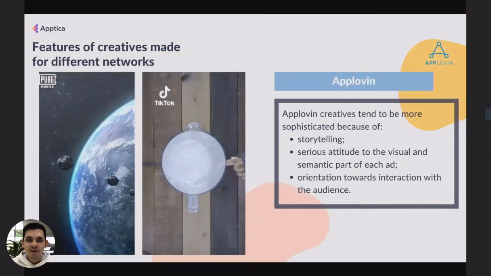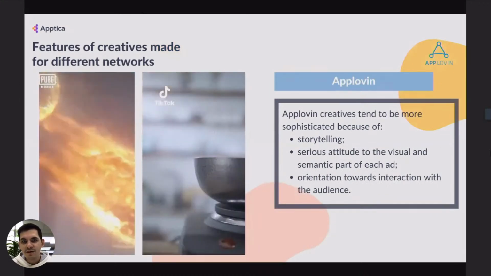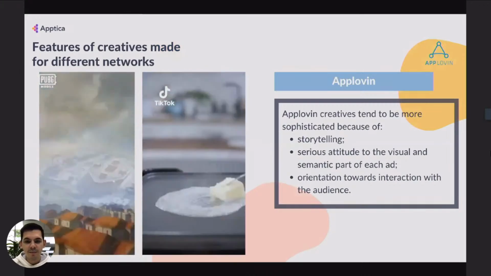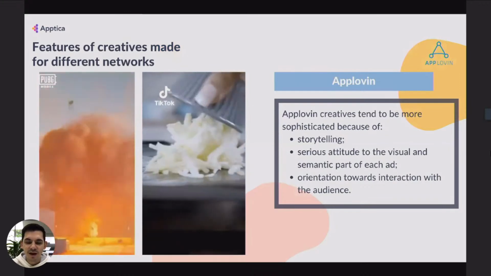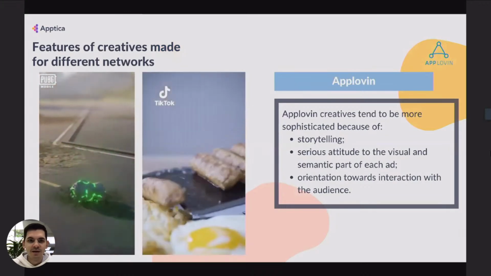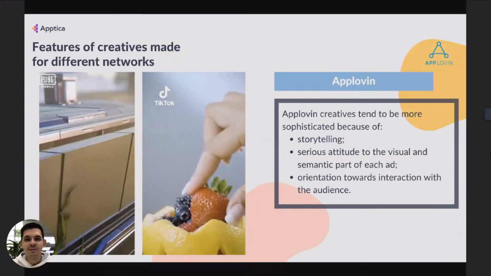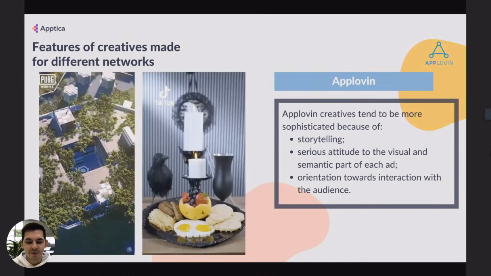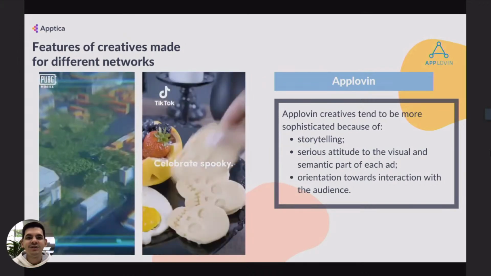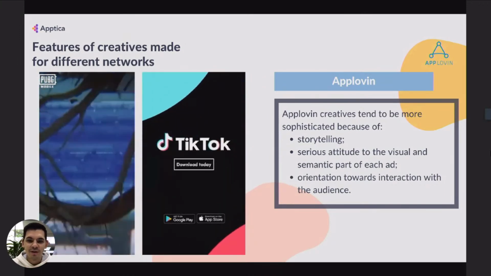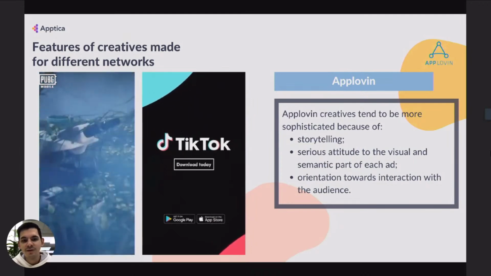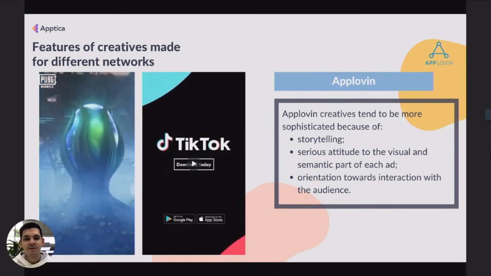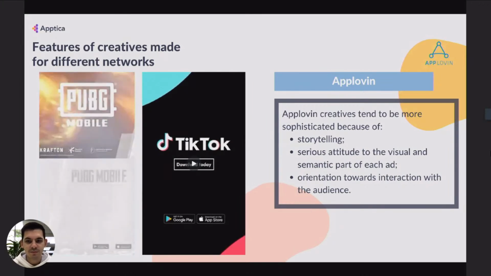In AppLovin, the creatives are actually quite similar to Vungle, but however, AppLovin creatives tend to be more sophisticated, in terms of the storytelling, serious attitude to the visuals and semantic parts of each ad, and there's an orientation toward interactions with the audience. As you can see, these creatives are really high quality. They really speak to the audience. It's just something we've noticed on AppLovin.